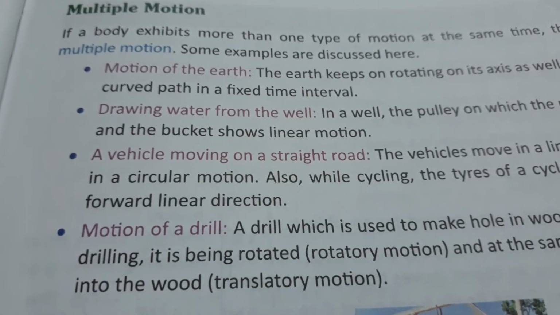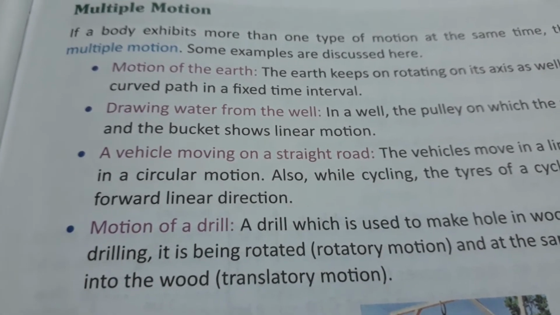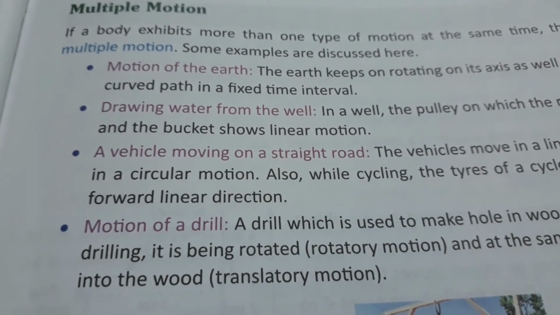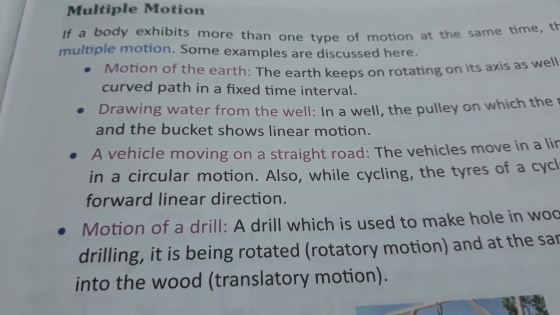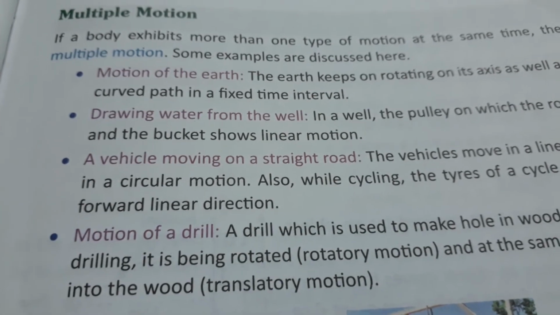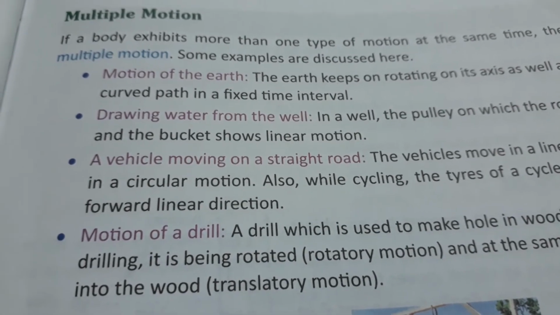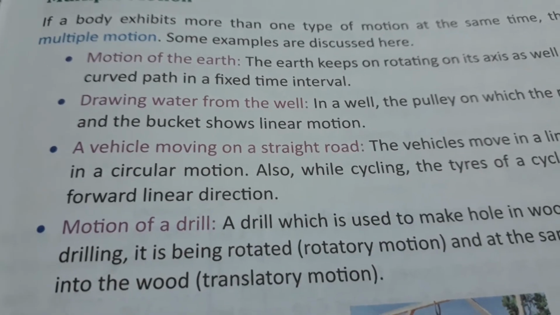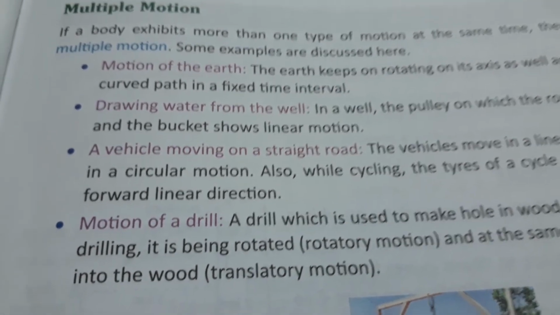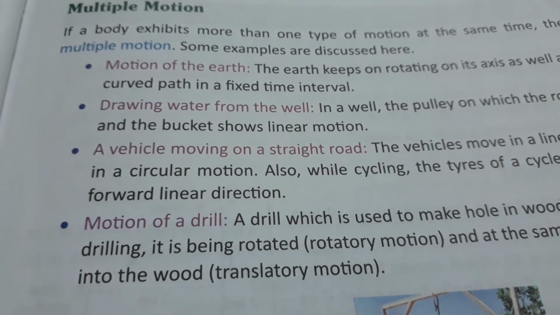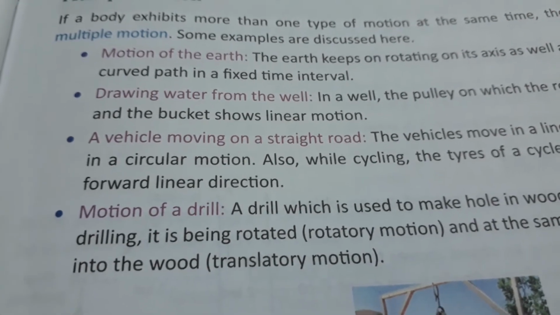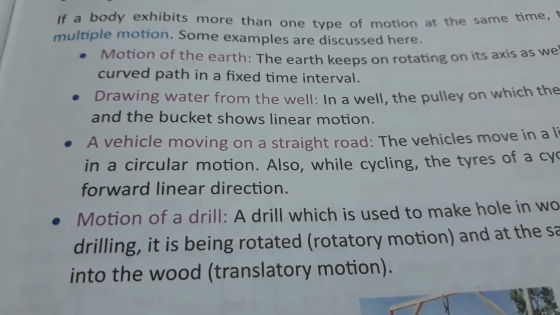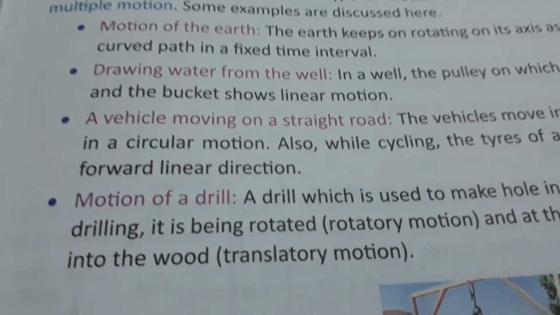So we can observe two types of motions here: rotation of the tires, that is rotation, and also moving forward, that is linear motion or curved motion. So multiple motions are observed in the vehicle: rotatory motion in the tire, and also forward motion, meaning linear motion or curved motion, translatory motion. So this is the way we can say multiple motions. A good example for multiple motion.